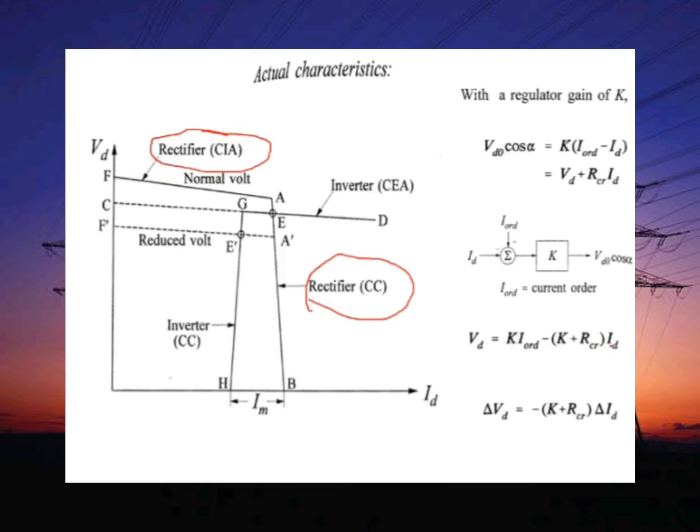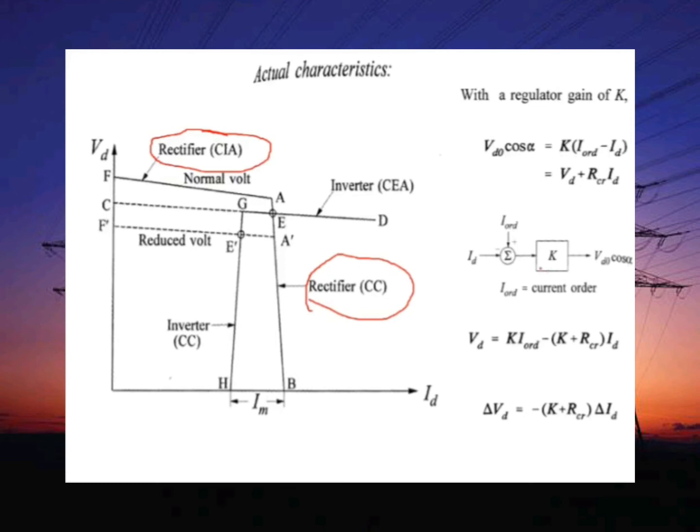And in terms of perturbed value, the value of del VD is minus of (K plus RCR) into del ID, where del ID is the change in the DC current, RCR is the commutating resistance of the rectifier, and K is the gain. This is a basic block diagram of a current regulator.